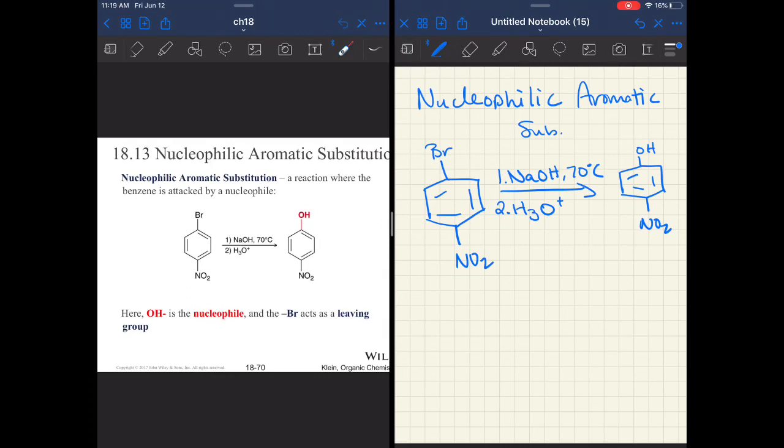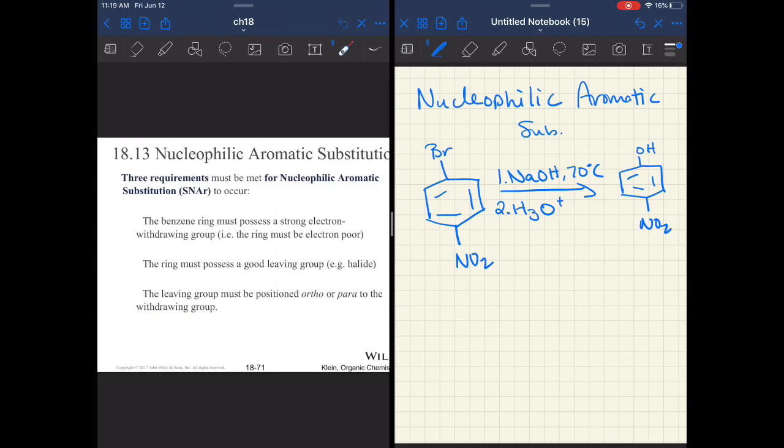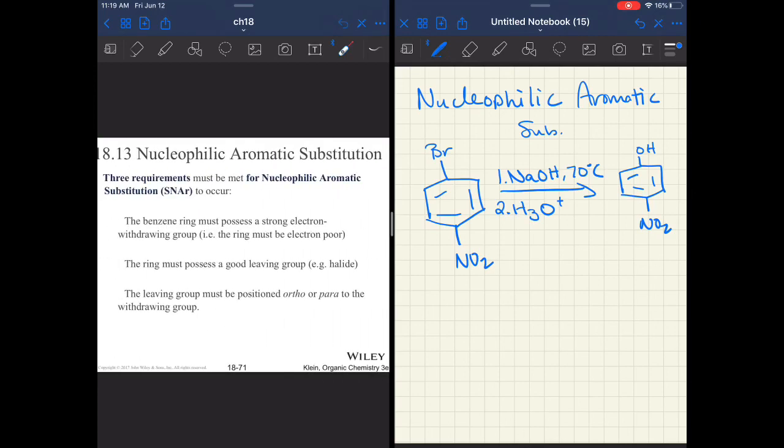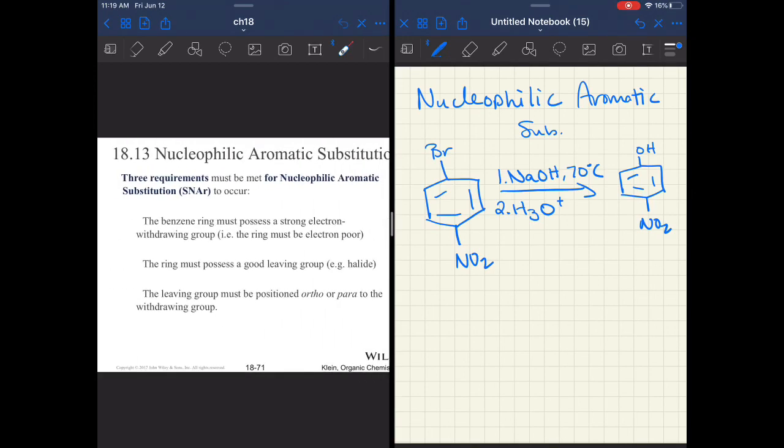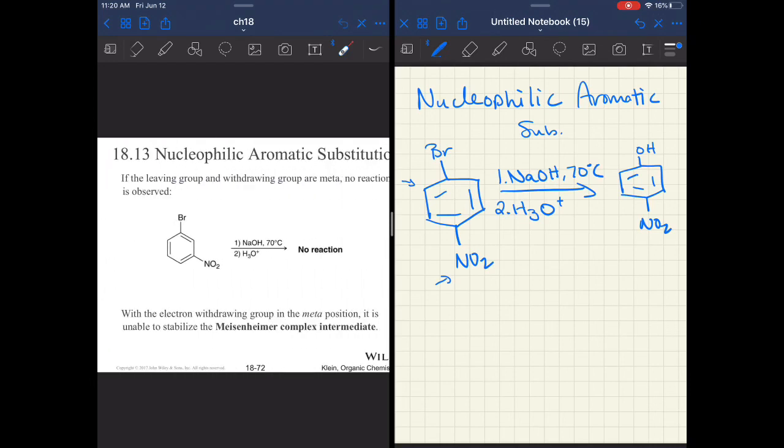We'll make the note now, so that I'm following the slides. This is nucleophilic aromatic substitution, right? These two things are really important. You've got to have a good leaving group, and you've got to have that leaving group ortho or para to your electron withdrawing group. So the nitro could be here, or it could be here. You need that ortho or para pattern for this to work. If the nitro is meta to the bromine, no reaction will occur.